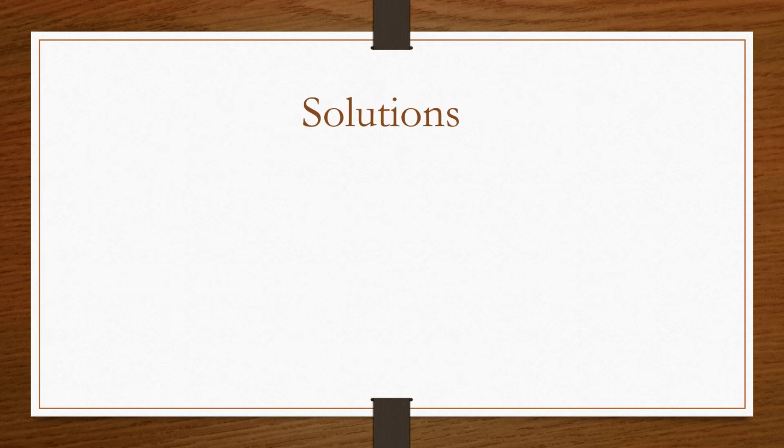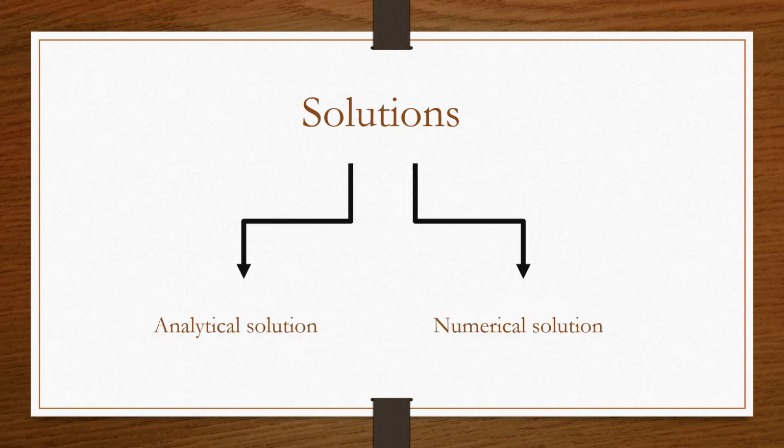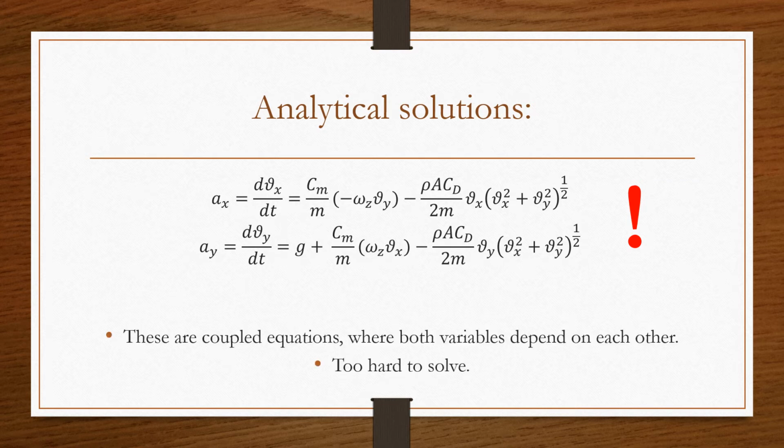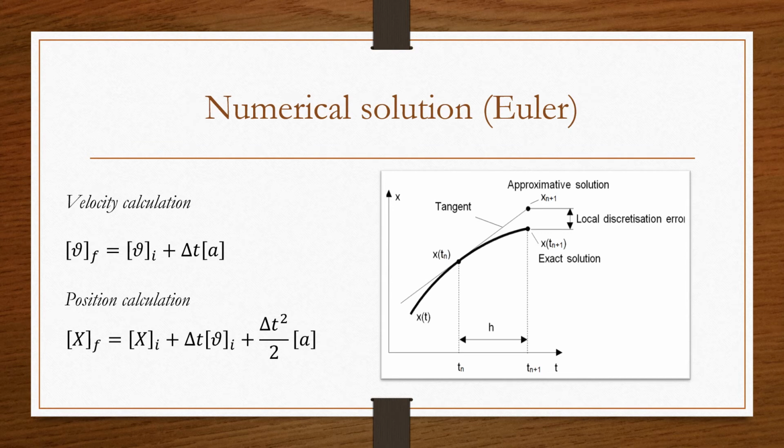To solve the previous equation, we must choose one of two ways, analytical solution or numerical solution. The analytical method will give us the following equations. These equations are called coupled equations. Coupled equations have variables that depend on each other, and so a change in one variable will constitute a change in all the other variables. The result is a set of equations that are difficult to solve. The numerical solution is then the best choice.